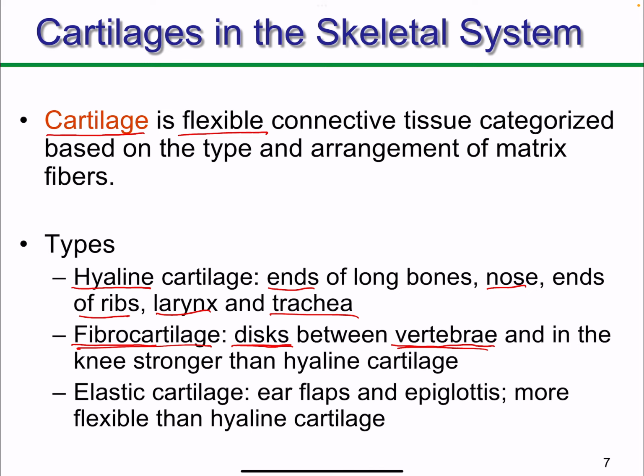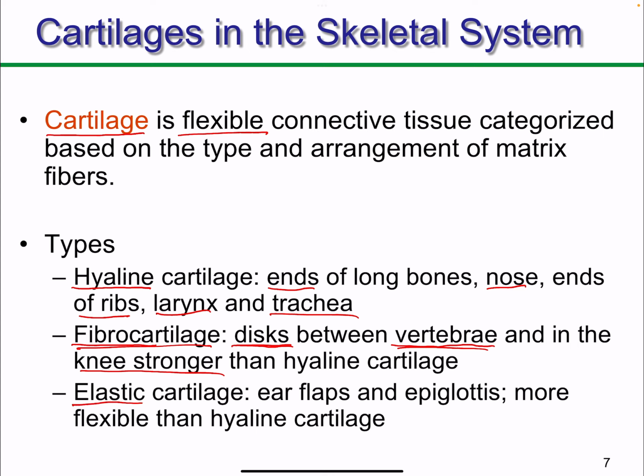You also find fibrocartilage in the knees and also in the pelvic area, right? In the pubic area. The two pubic bones are connected together through some fibrocartilage. The fibrocartilage is much stronger than the hyaline cartilage.